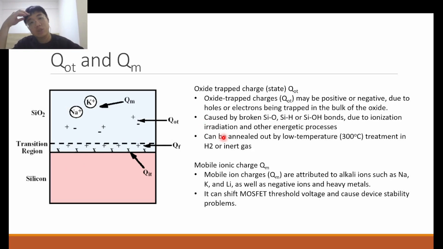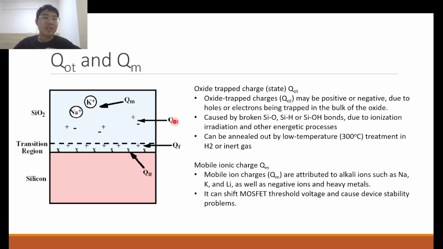So I'll cover the next two kinds of charges. One of them is oxide trap charge states. Oxide trap charges can be positive or negative. It's due to holes or electrons that are trapped in the bulk of the oxide. Note that this is no longer at the interface region, but in the bulk of the oxide.